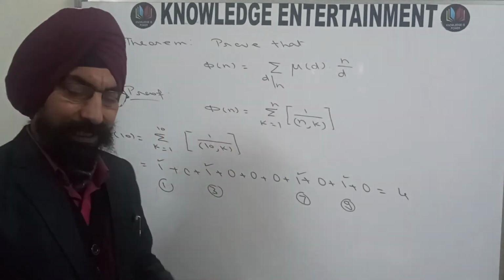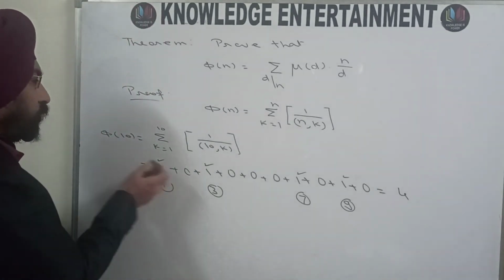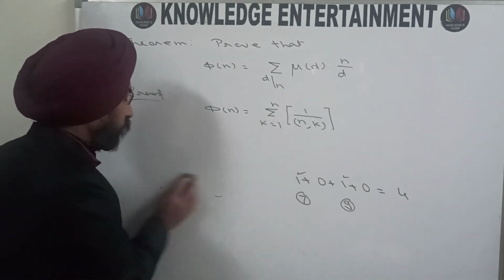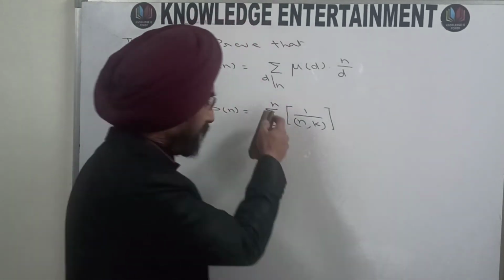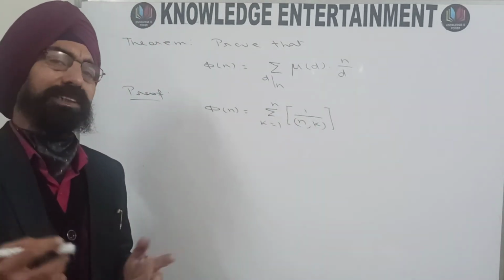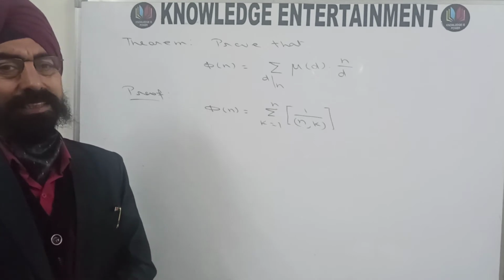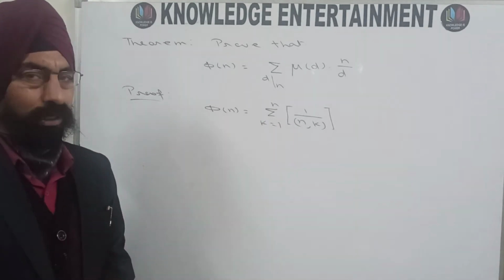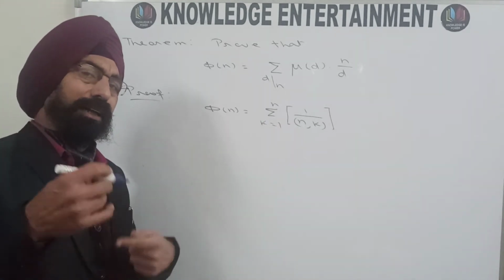So phi n can be expressed in this way. I think it is very much clear now that phi n can be expressed as sigma k varying from 1 to n of the greatest integer function of 1 divided by GCD of n and k. Okay, now I am moving on to the second function.